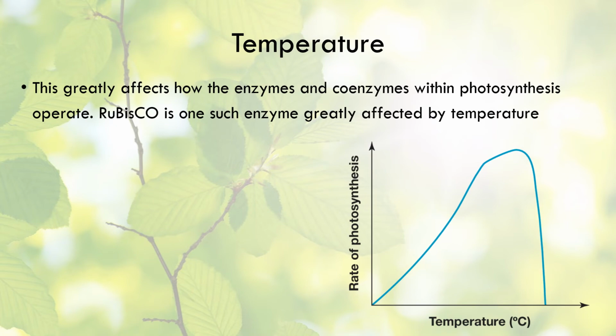All right, temperature. Temperature greatly affects how those enzymes and coenzymes within photosynthesis operate. Rubisco, as you know, is one enzyme that is greatly affected by temperature. As we increase that ambient temperature, the rate of photosynthesis also increases.